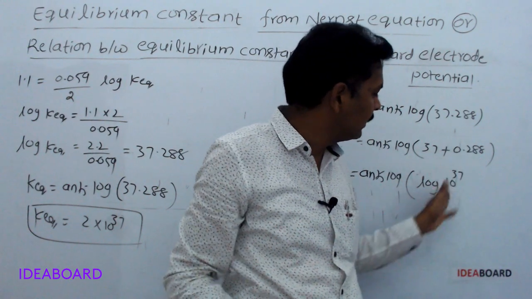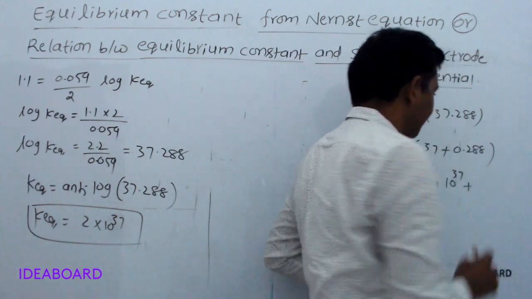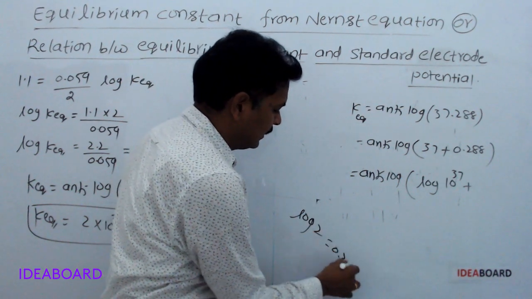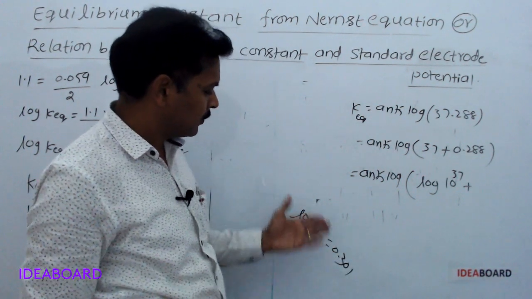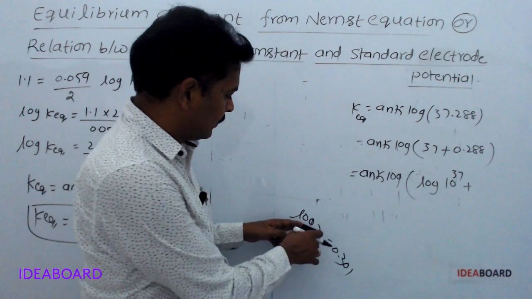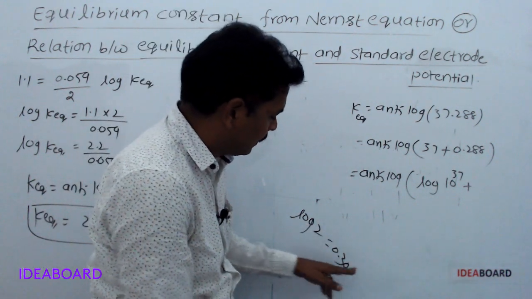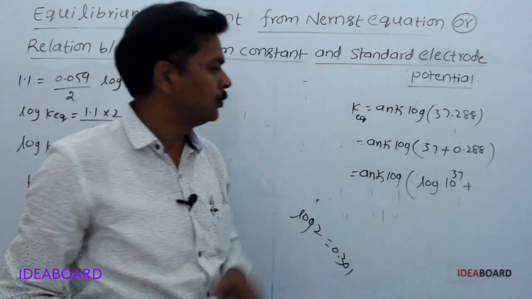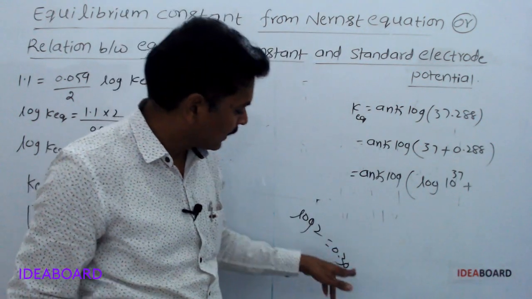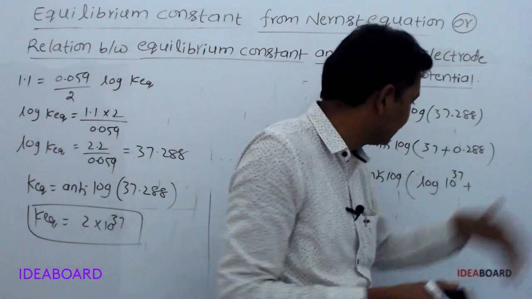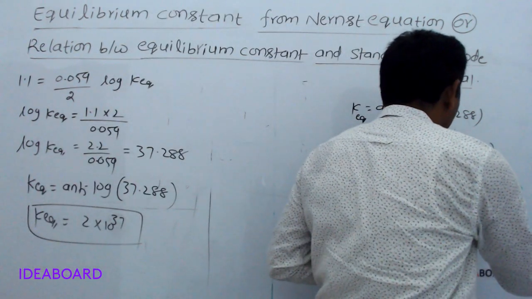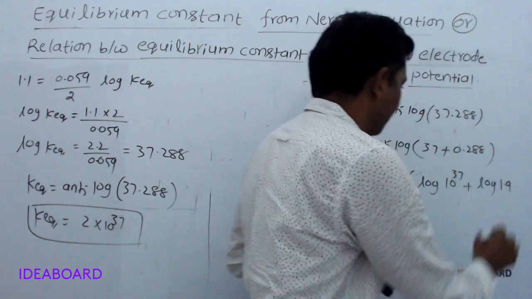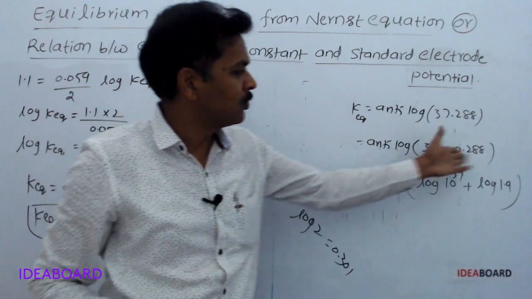Log 10 power 37 value is 37, plus. We know that log 2 value is 0.301. If 0.3 is there, instead of 0.3 we can write log 2. But here it is 0.288, so I am writing log of 1.9, an approximate value. Log 1.9 value is 0.288.